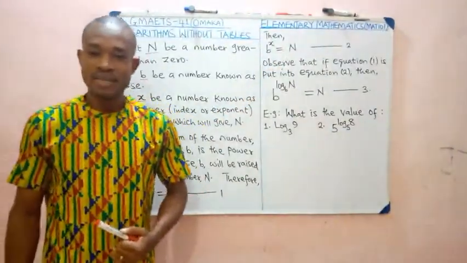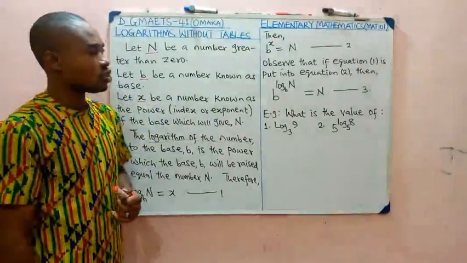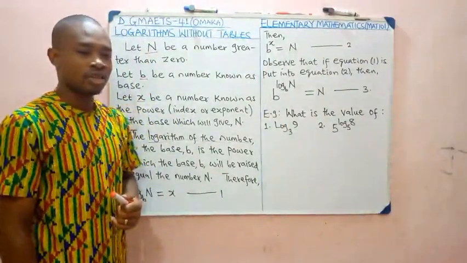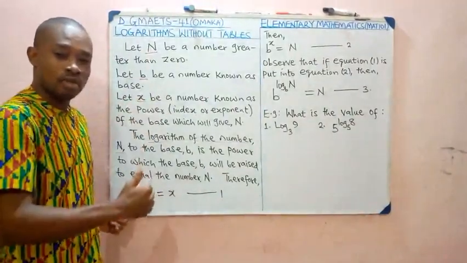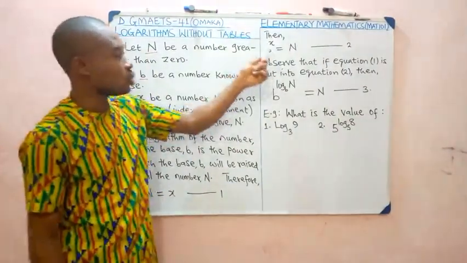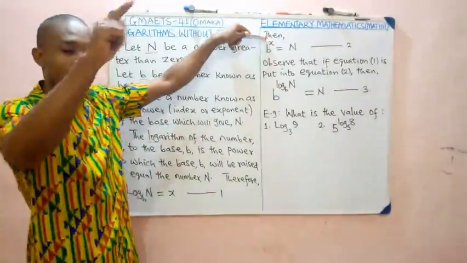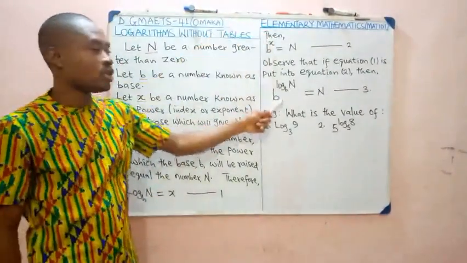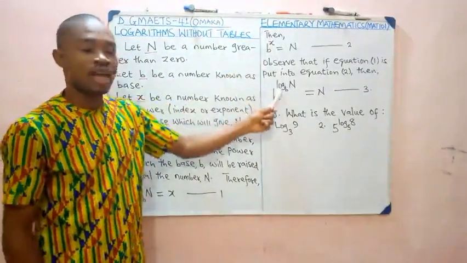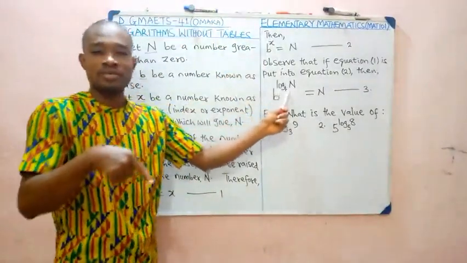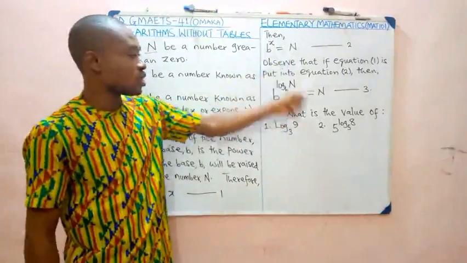Is that okay? Now let us take a look at something in equation 2. X is the power of B. But do you see that from equation 1, X is equal to log N to base B? Which means if I come to equation 2, in place of this X, I can put log N to base B. If I do that, I'm going to get something like this. It's going to be B raised to the value of this X, and that value of X is log N to the same base B. Once you do this, your result will still give you N.